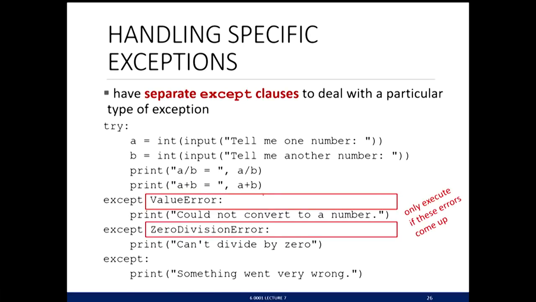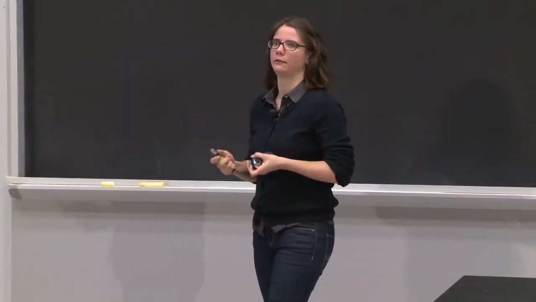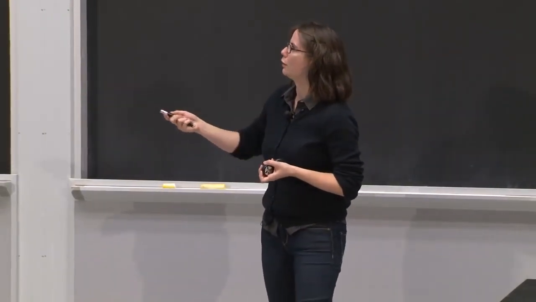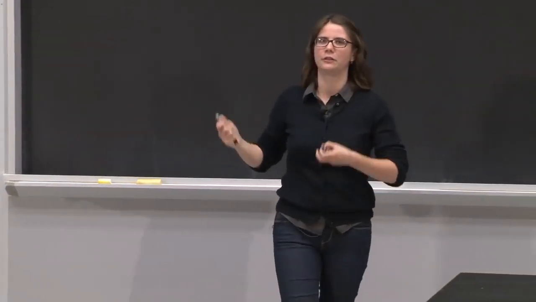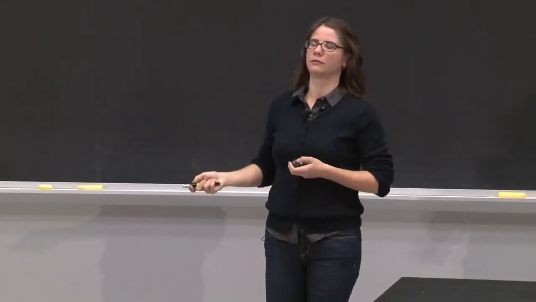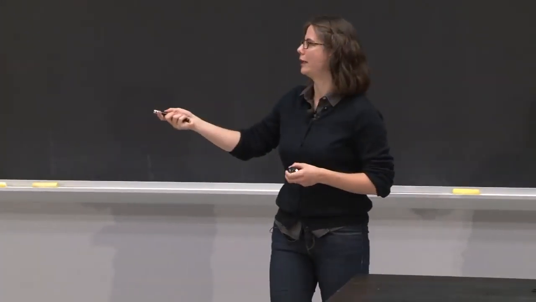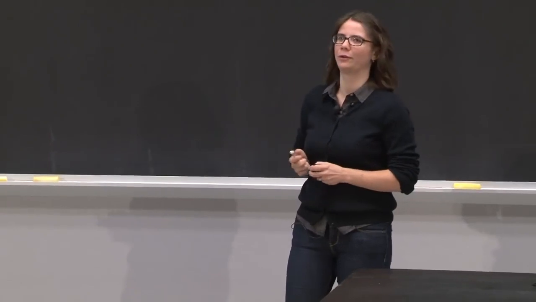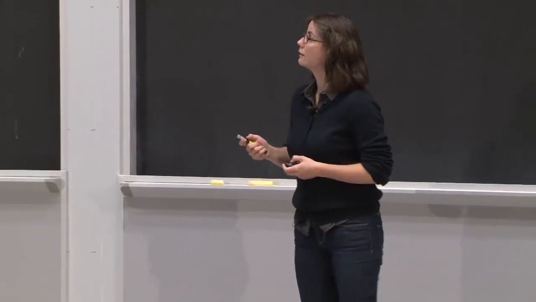Okay? So you can think of these different except blocks as sort of if else if statements except for exceptions. So we're going to try this, but if there's a value error, do this. Otherwise, if there's a division error, do this. And otherwise, do this. So this last except is actually going to be for any other error that comes up. So if it's not a value error, nor a division error, then we're going to print something went very wrong. I couldn't even try to make the program come up with any other error besides those two. Okay?